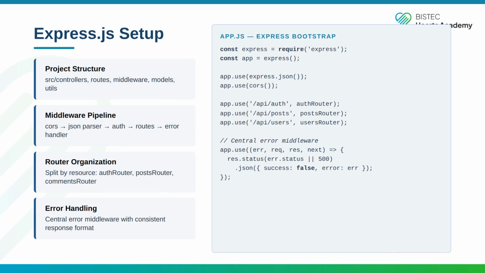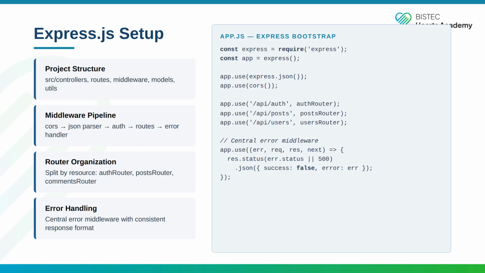Express.js is the most widely used Node.js framework for building APIs. It's minimal, fast, and gives you everything you need without locking you in. Good project structure matters more than most people realize. Separate your concerns. Controllers hold the business logic. Routes define the endpoints. Middleware handles cross-cutting concerns like authentication and error handling. Models describe your data, and utils hold shared helpers.